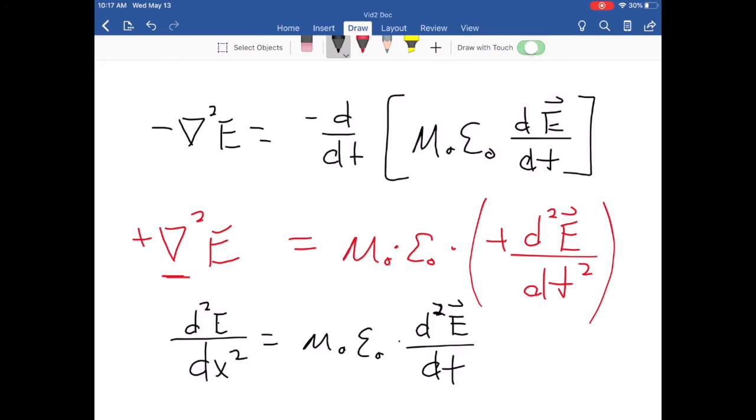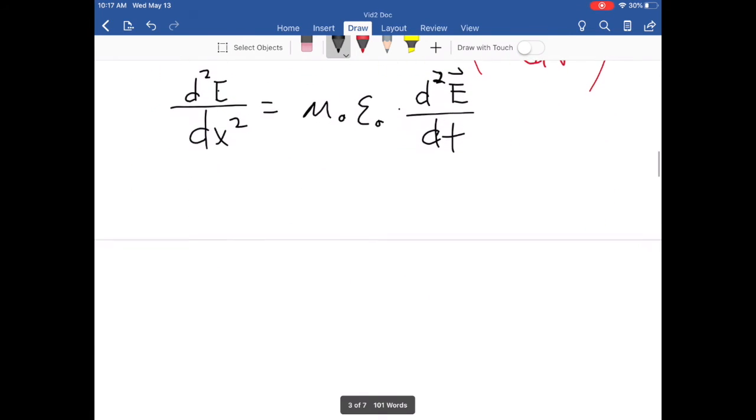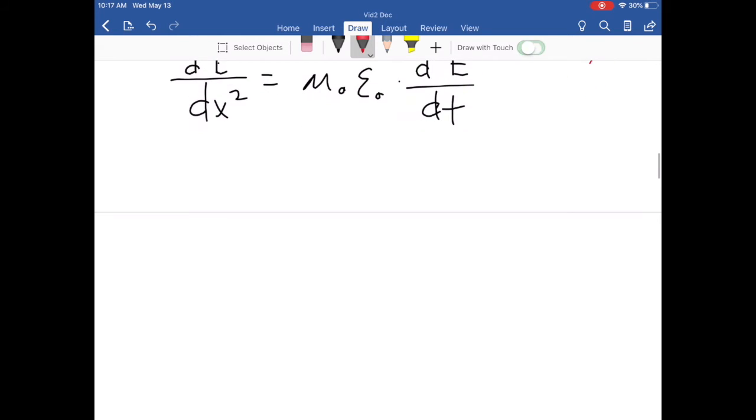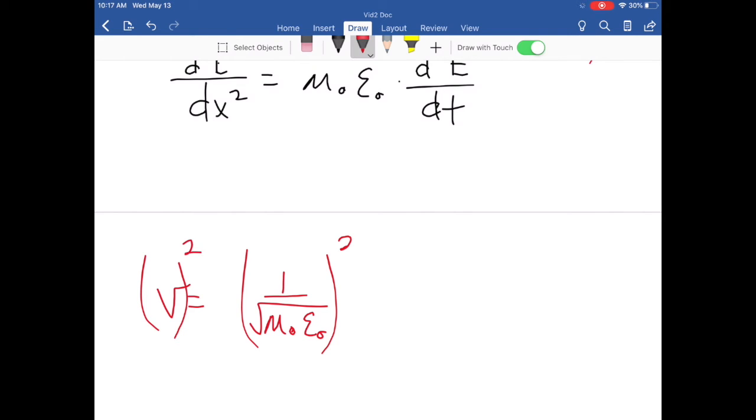And this is almost the final wave equation, but there's one more substitution we can make, and it's helpful to know that velocity is equal to 1 over the square root of mu naught epsilon naught. So if I square the right-hand side of the equation, I have to square the left-hand side. Therefore, mu naught times epsilon naught is now equal to 1 over v squared.